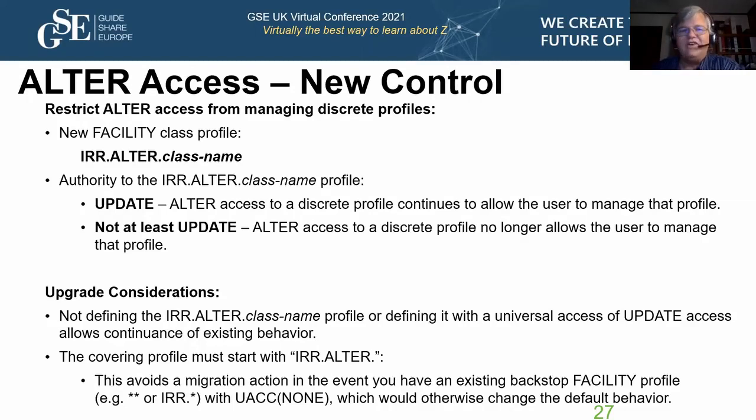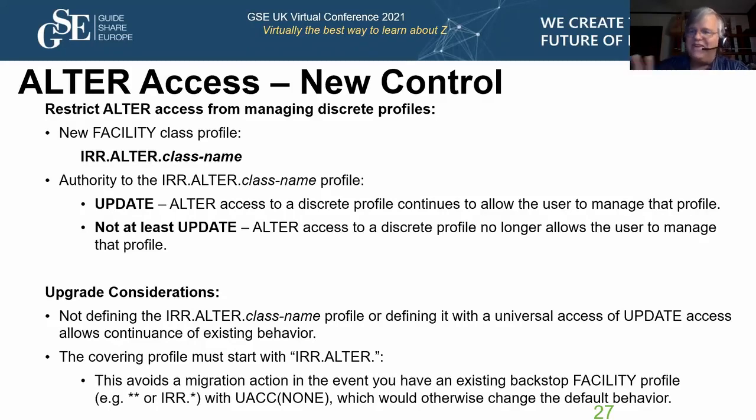So if you have alter authority in a discrete profile, and you also have update authority to irr.alter.classname, then alter authority means you can make changes to the profile. But absent of that, if you don't have alter authority to that profile, now, excuse me, I said alter, I meant update authority.